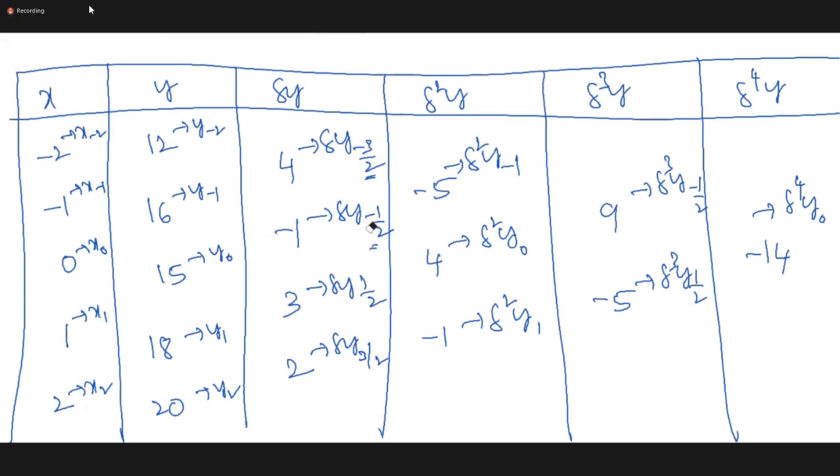Next, this value is the average of minus 1 by 2 and 1 by 2. Minus 1 by 2 plus 1 by 2 is 0, and 0 by 2 is 0. This is small delta cube, the average of minus 1 and 0 is minus 1 by 2, and the average of 0 and 1 is 1 by 2. In central differences, we take the average of the suffixes.